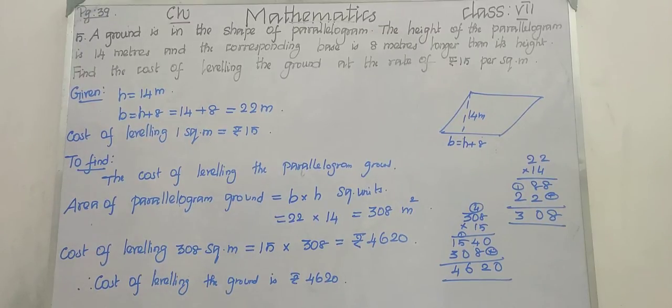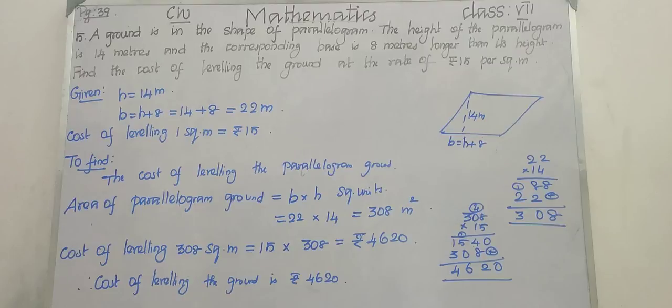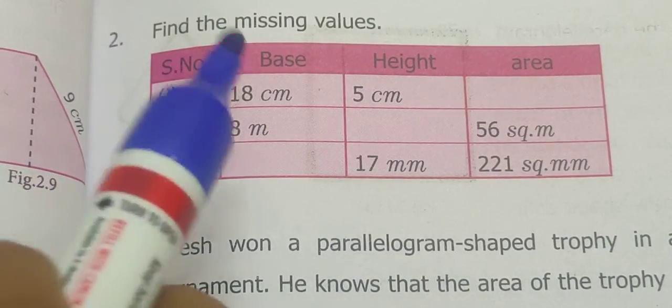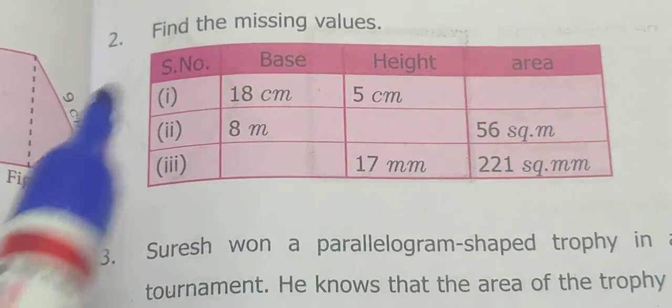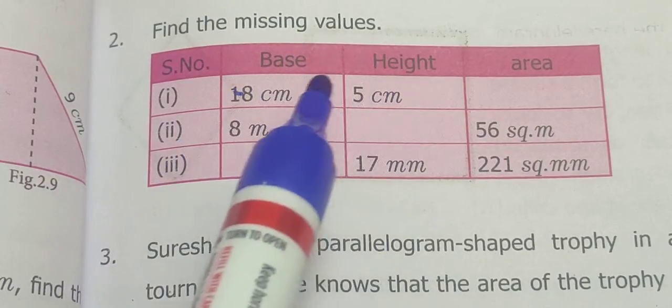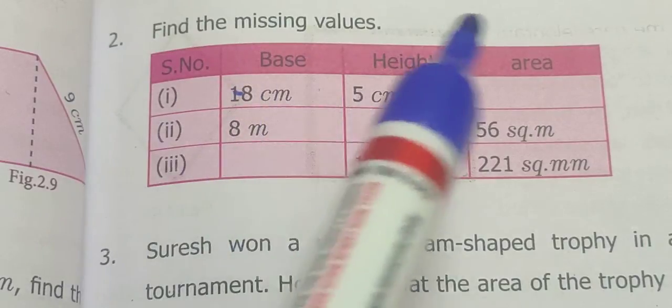Let me give you homework in that same exercise. Children, take your book. See the second question: find the missing values. Base and height are given. We need to find the area, right? We can find the area very easily: area equals b into h. So 18 into 5. Just multiply these two and we will get the answer.